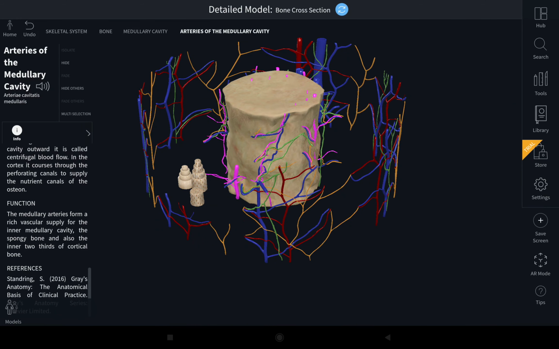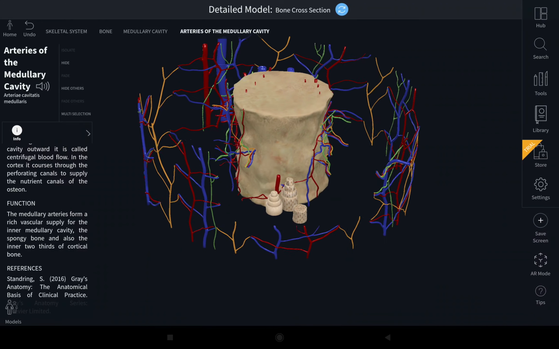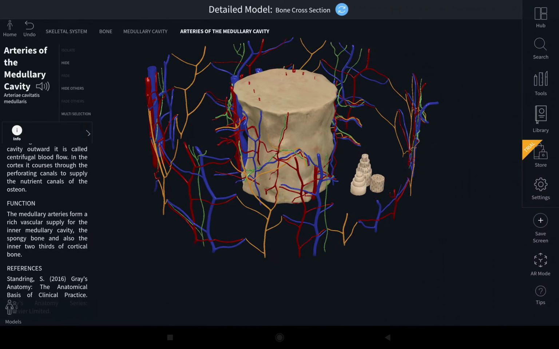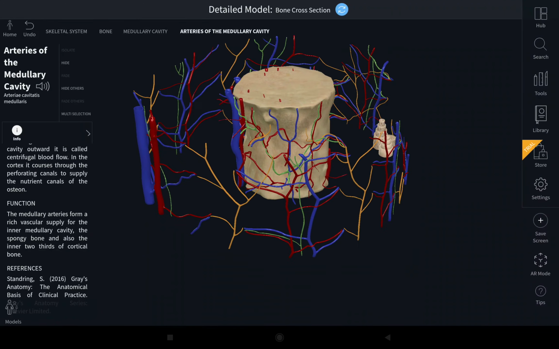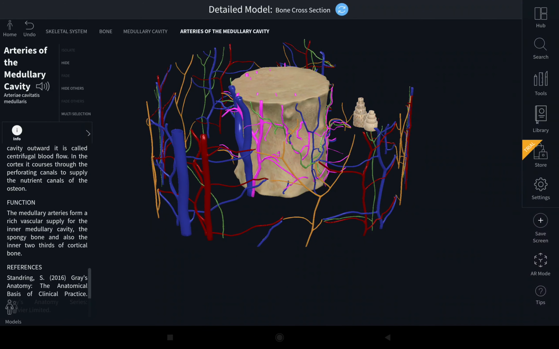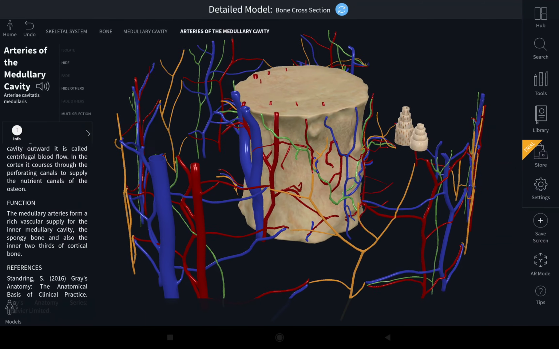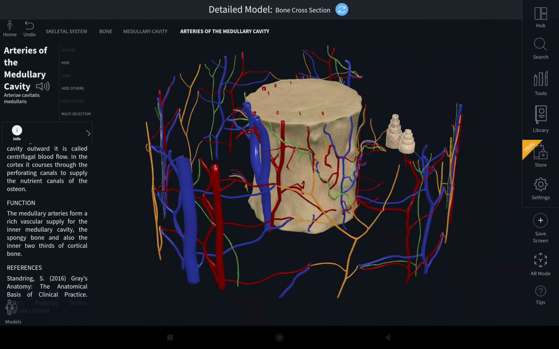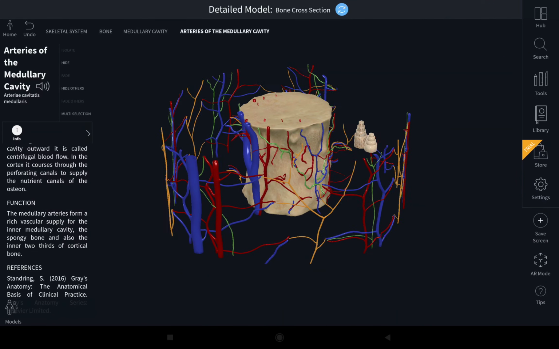Function. The medullary arteries form a rich vascular supply for the inner medullary cavity, the spongy bone, and also the inner two-thirds of the cortical bone.